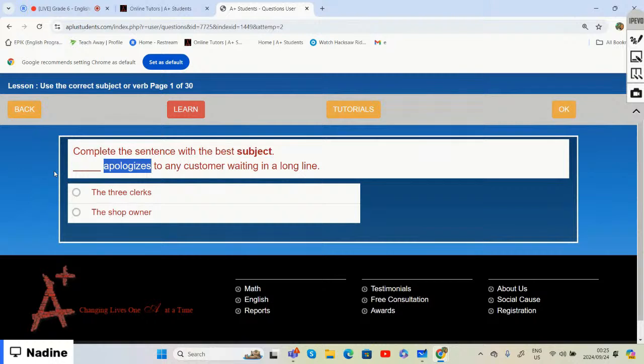So which one is correct? Option one or option two?